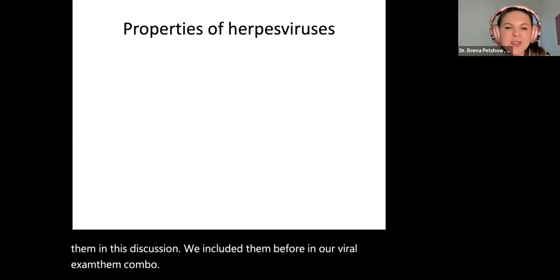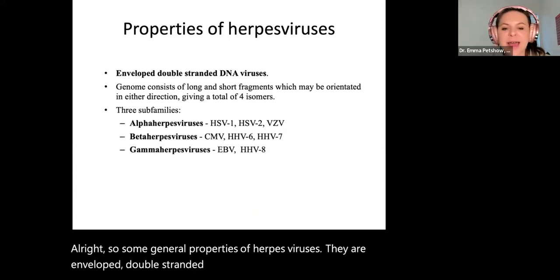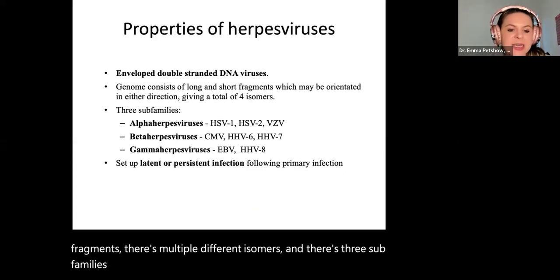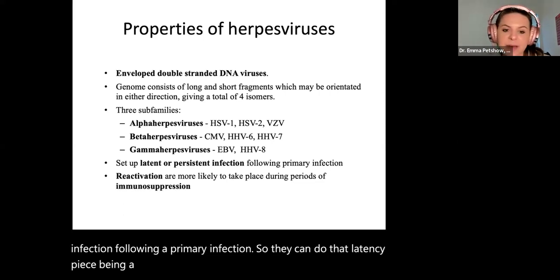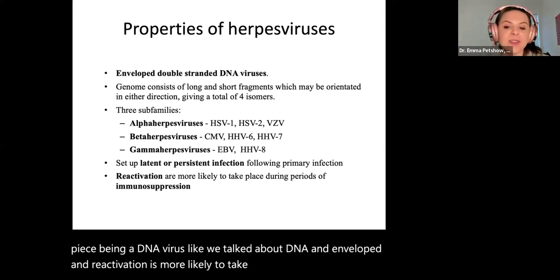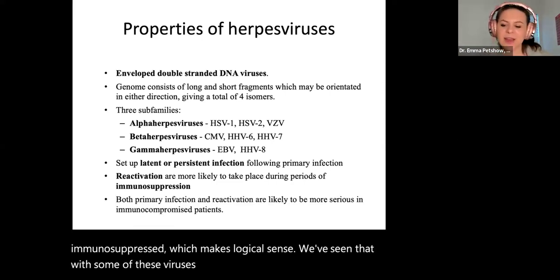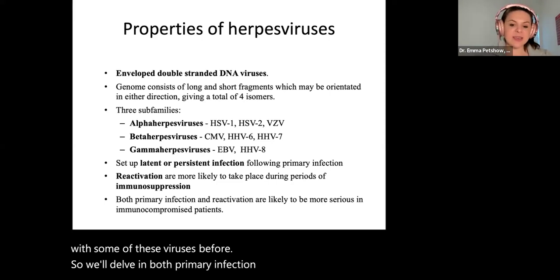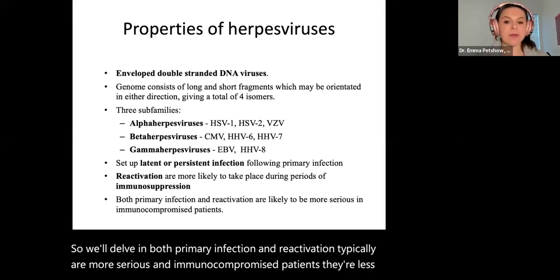Okay. So some general properties of herpes viruses. They are enveloped double-stranded DNA. The genome has long and short fragments. There's multiple different isomers, and there's 3 subfamilies, like I mentioned. They set up latent or persistent infection following a primary infection, so they can do that latency piece, being a DNA virus, like we talked about, DNA and enveloped. And reactivation is more likely to take place when you're immunosuppressed, which makes logical sense. We've seen that with some of these viruses before. Both primary infection and reactivation typically are more serious in immunocompromised patients. They are less serious in patients who are immunocompetent.